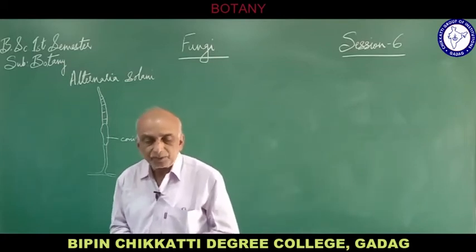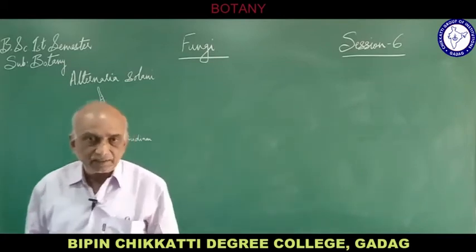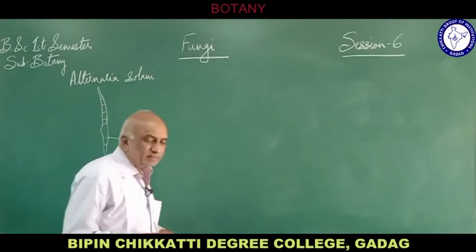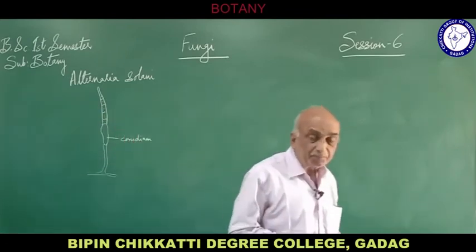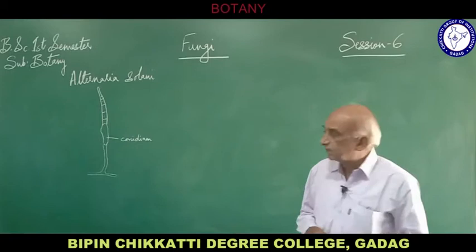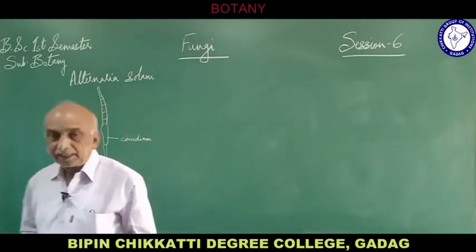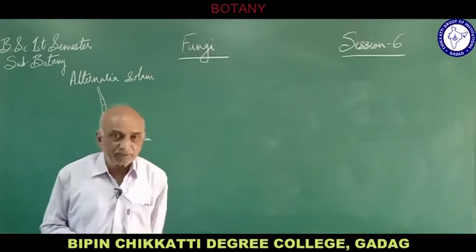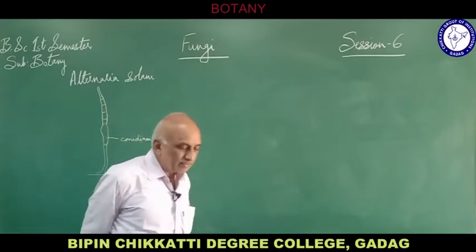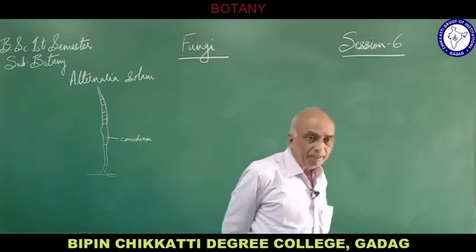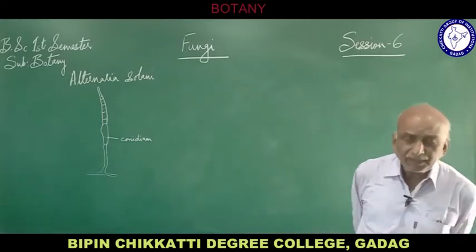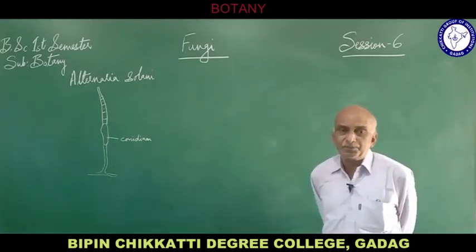So they produce germ tubes and then mycelia. So this is a simple type of reproduction in Alternaria, which is the only asexual reproduction. That means, in the characters of deuteromycetes, when we have studied, deuteromycetes are called imperfect fungi because they exhibit only asexual type of reproduction.